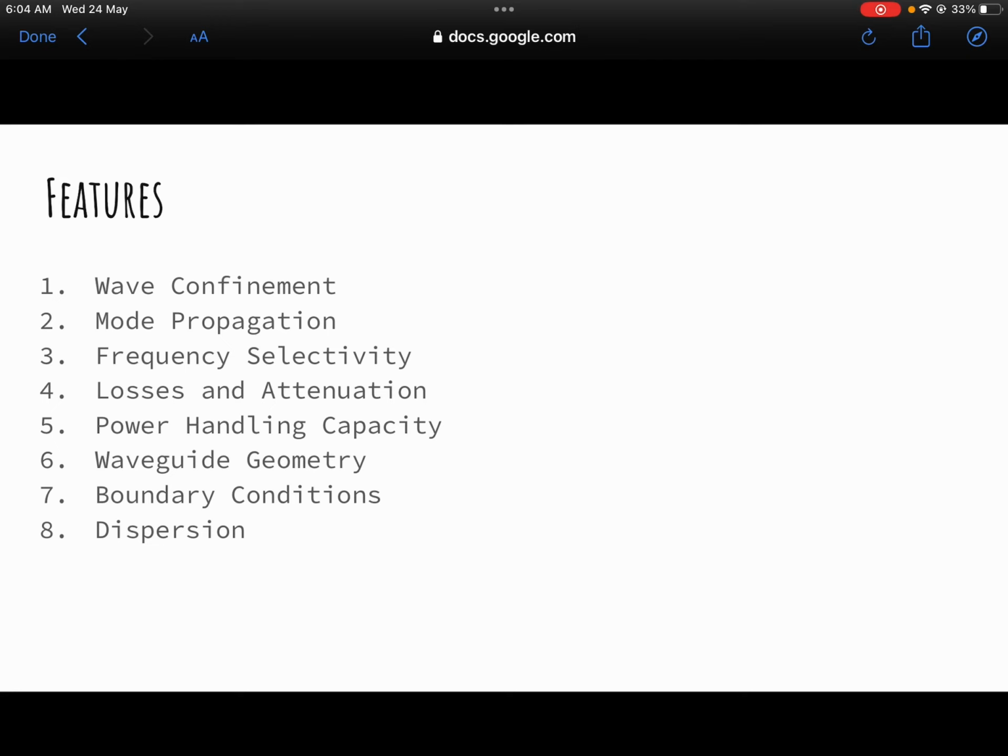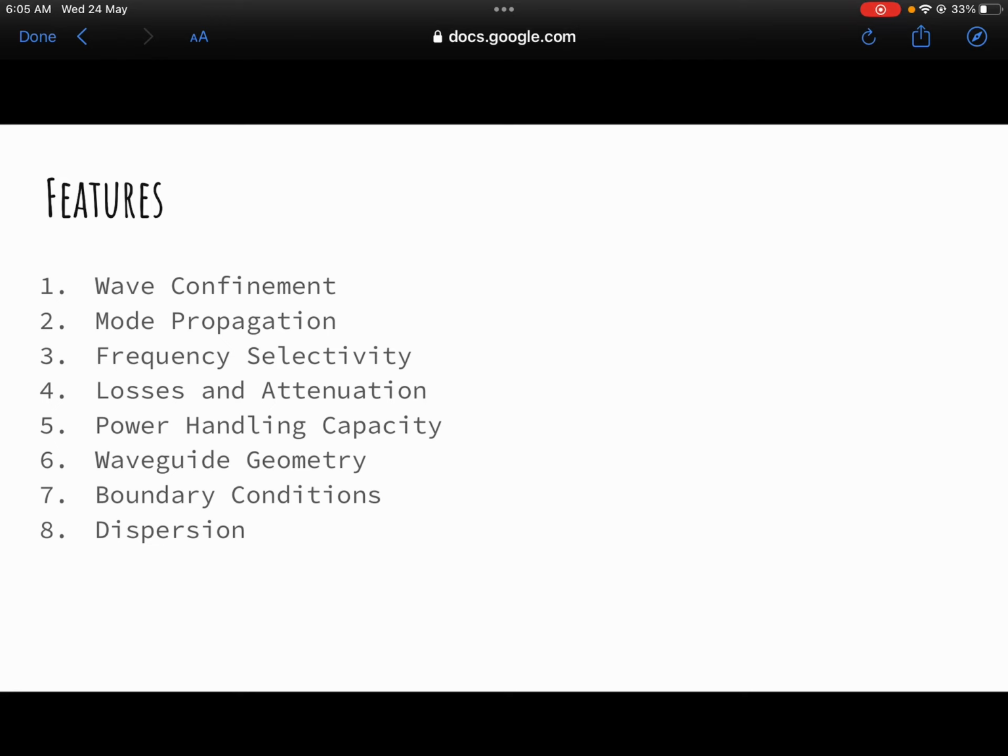Next feature involves the power handling capacity. Waveguides are capable of handling high power electromagnetic waves. Their design, material, and dimensions are engineered to ensure efficient power transfer without excessive losses or damage to the waveguide structure.